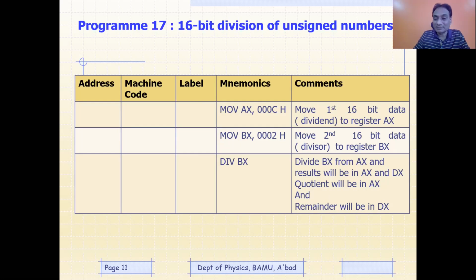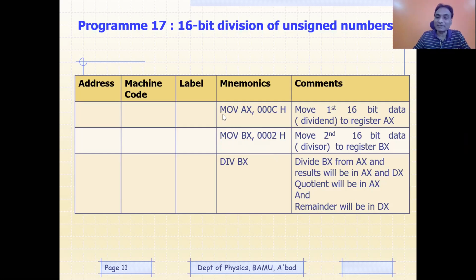Whenever you are talking about a 16-bit divisor, what will happen now? Your result is going to be different. As far as the result is concerned, your quotient goes to AX and the remainder goes to DX. So this is the only difference. And since it is 16-bit division, I need the DX register also 16-bit.